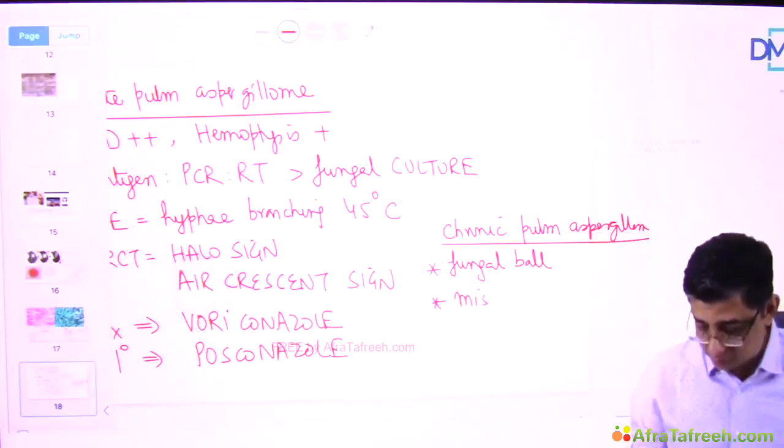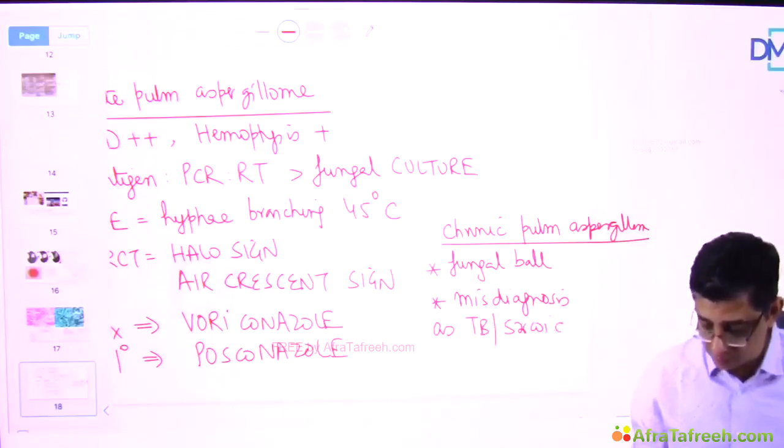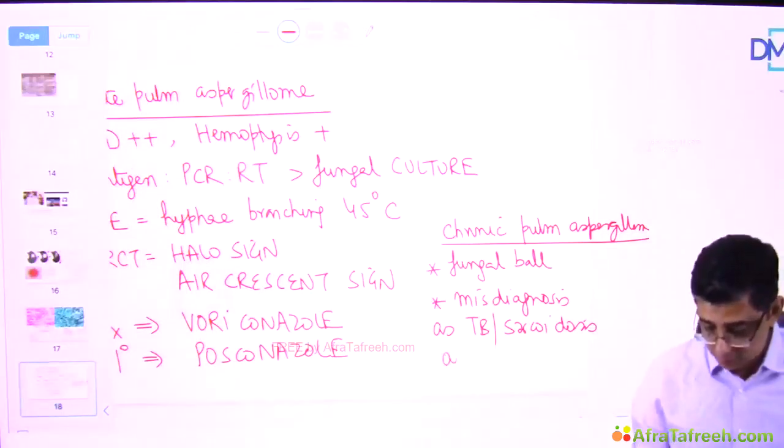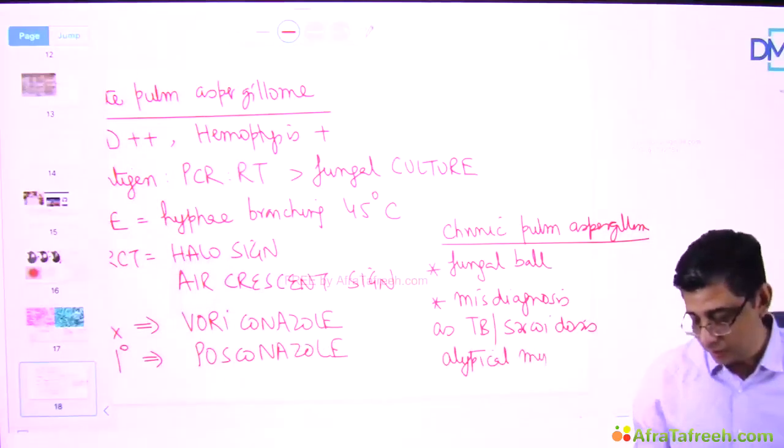Because chronic pulmonary aspergilloma develops inside a cavity, it could be misdiagnosed as TB, or as other lung conditions like sarcoidosis, or it could be atypical mycobacteria. So lots of times we are on a wild goose chase before we are actually able to diagnose this disease.